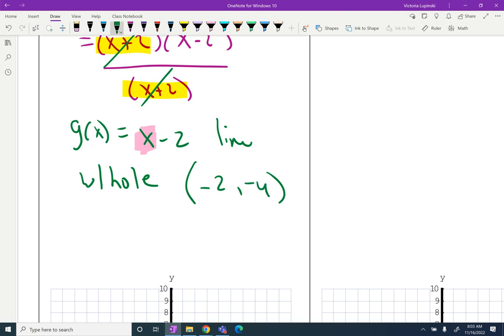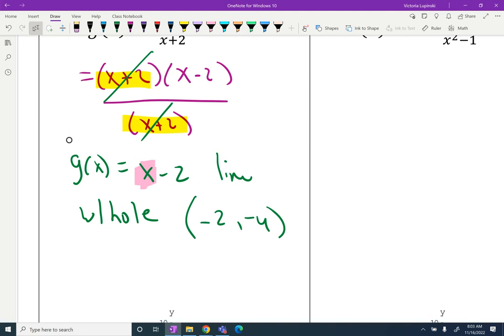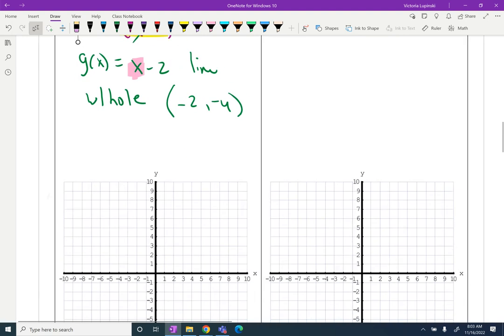So again, because of the fact that all you're left with is x minus 2, no variables on the bottom, this is no longer a rational function, and I don't need that list. So how am I going to graph this? Well, I'm going to start with the hole, negative 2, negative 4.